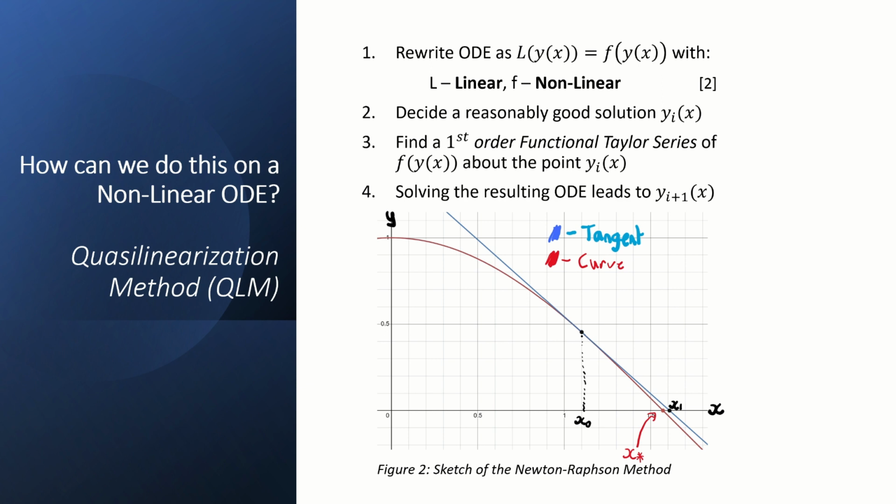Now in the diagram below, I've illustrated how the Newton-Raphson method works. So we begin by picking an approximate starting point, an approximation of our root. We then find the tangent to the curve about this point, i.e. the first order Taylor series of the curve. Then we find where this tangent meets the x-axis, because that's really easy to do. And we see that most of the time, this should result in a better solution. Now, the QLM is basically a generalization, but into functional space, of the Newton-Raphson method.